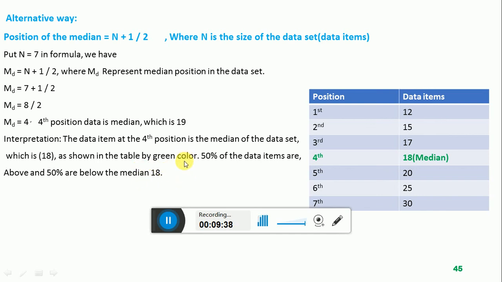So it means that we can identify the median using 2 different approaches. One is this: if the data set carries an odd number of items, the statistician will identify the middle position data item, which is the median of the data set. But the statistician can also use the formula for the position of the median. So from here also the statistician can identify the location of the median in the given data set.